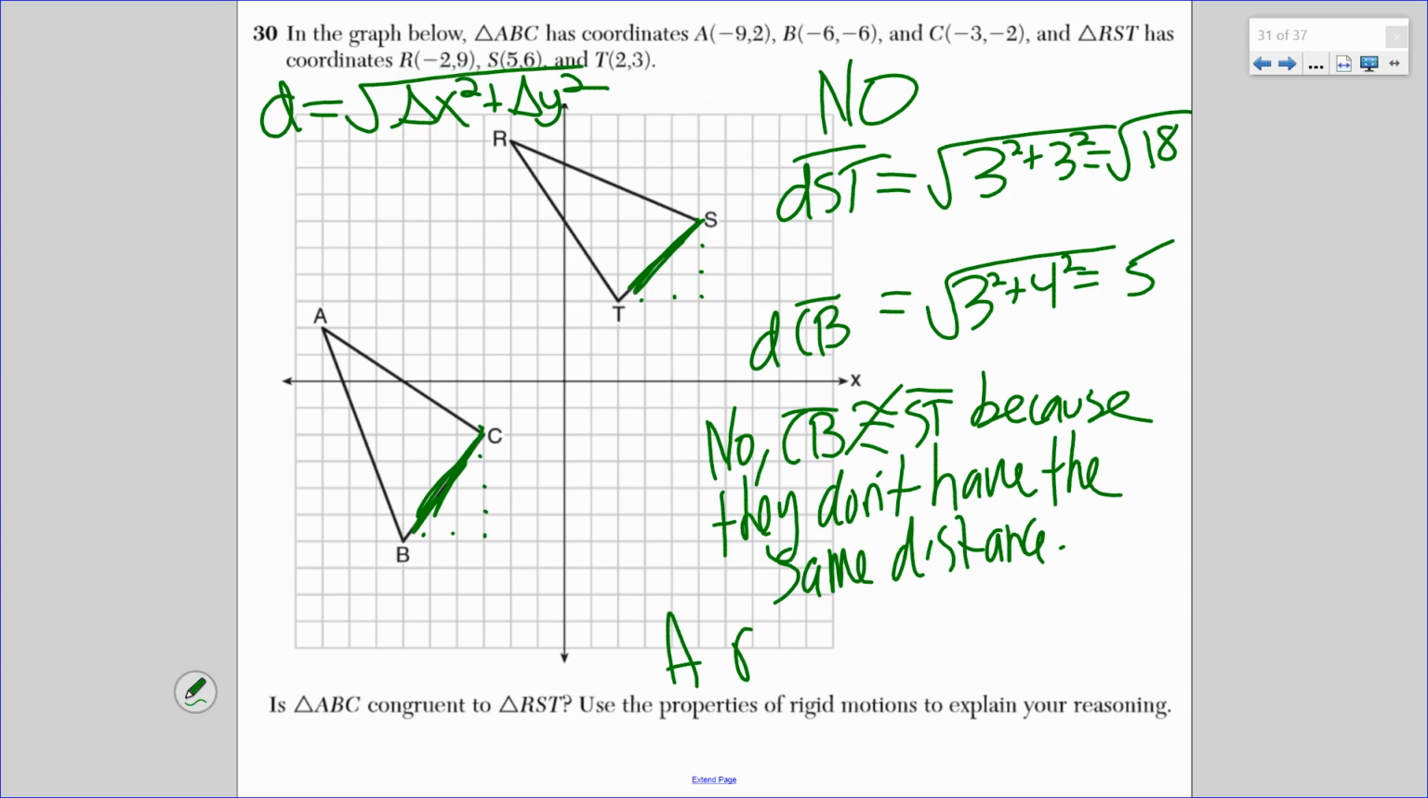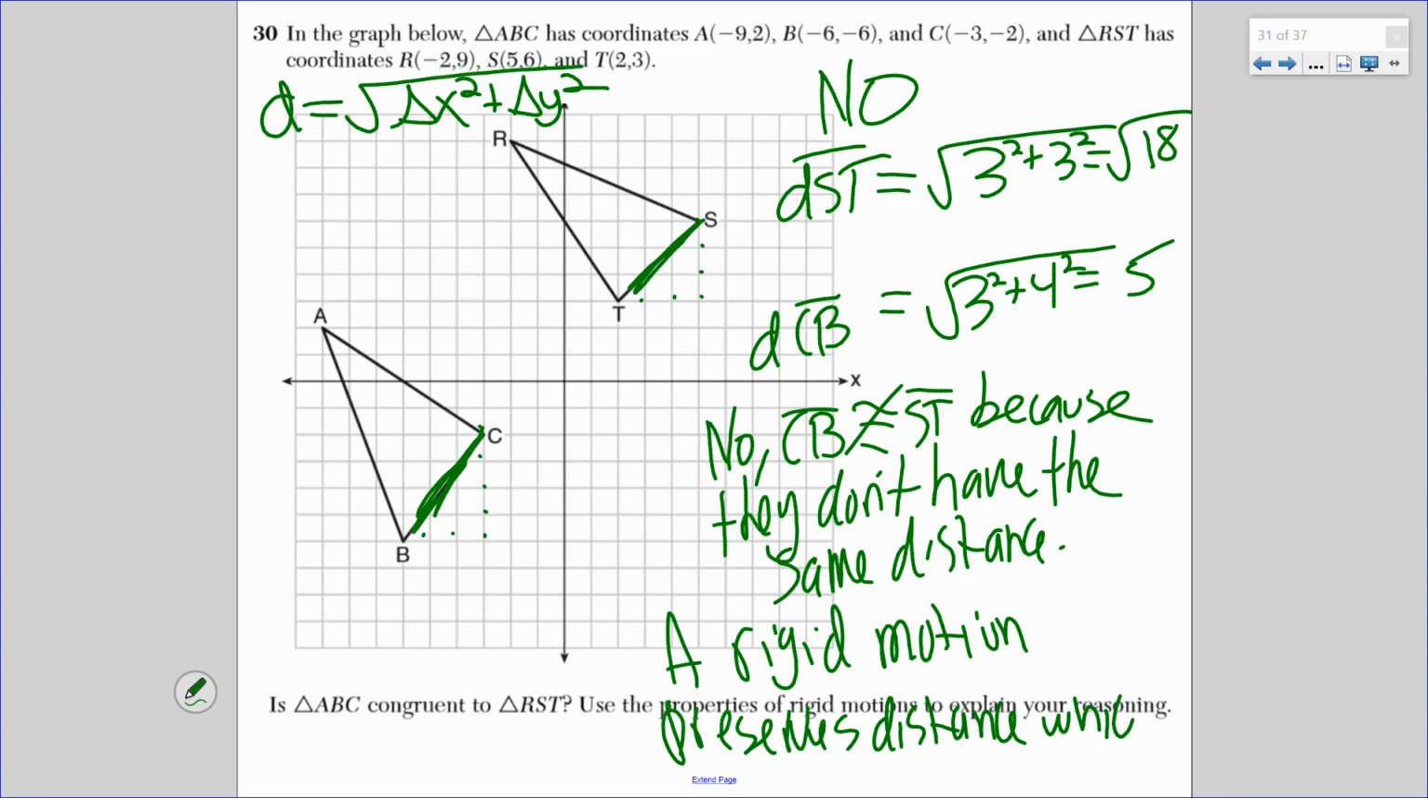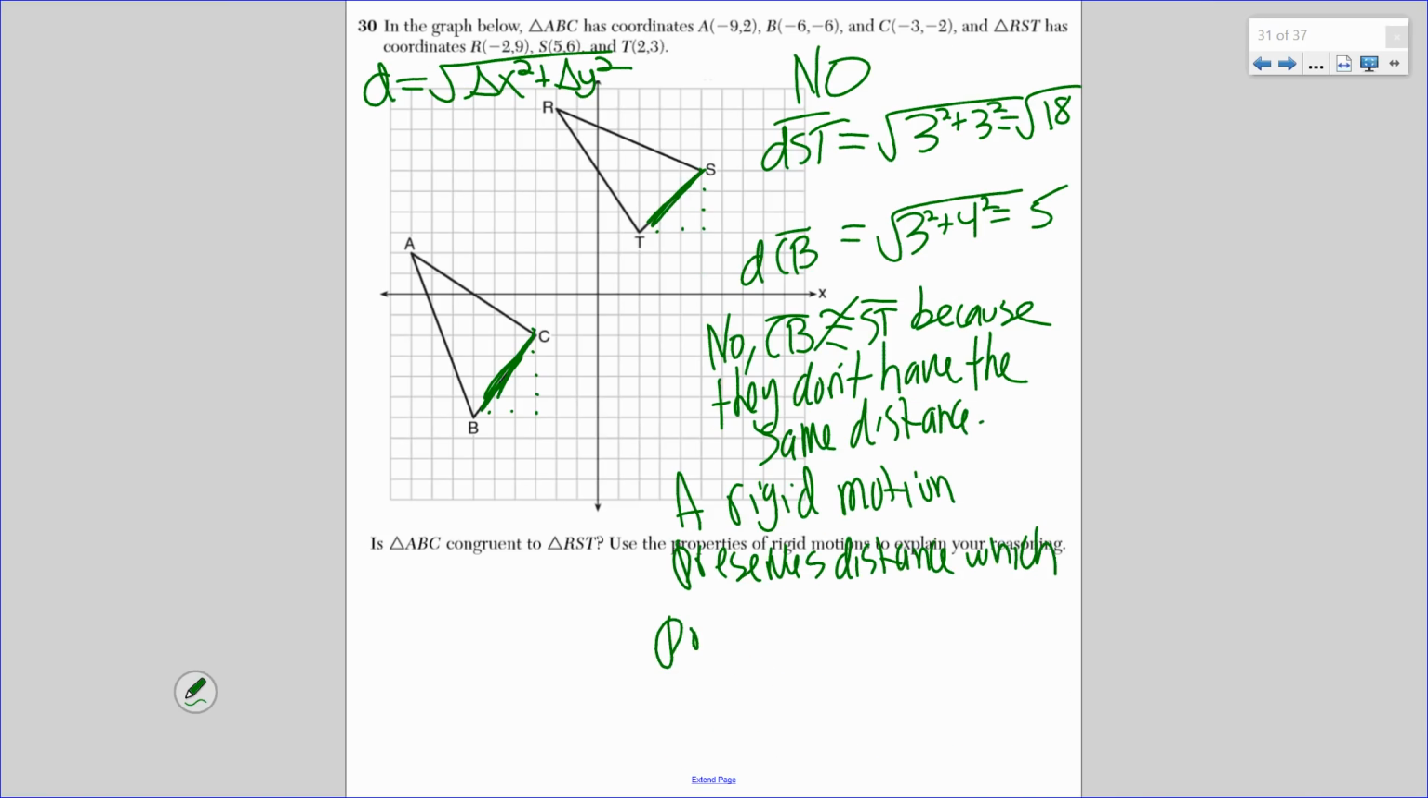A rigid motion produces a congruent figure. But this time, no, it wasn't. The distance was not the same, therefore it was not a rigid motion, therefore it's not producing a congruent figure.